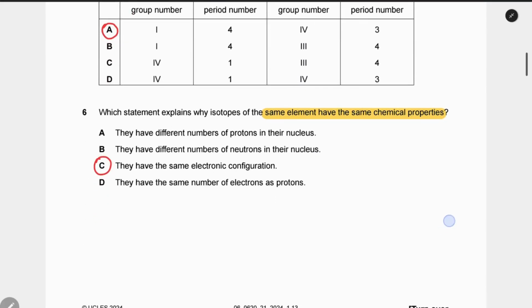The next question: which statement explains why isotopes of the same element have the same chemical properties? We all know that isotopes have the same electron number and electronic configuration.